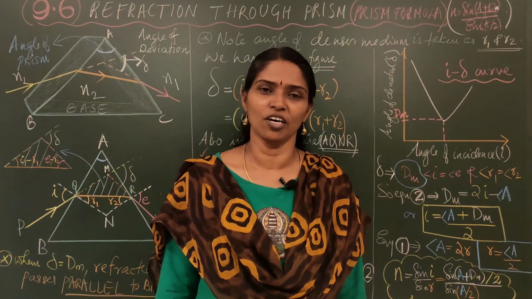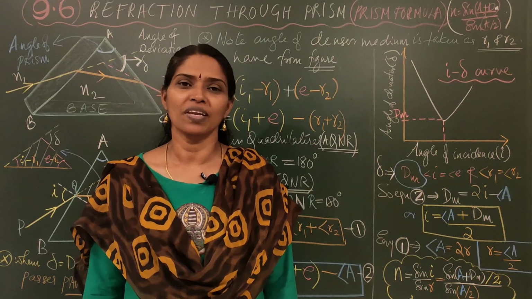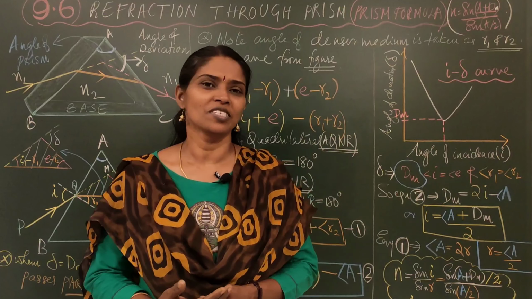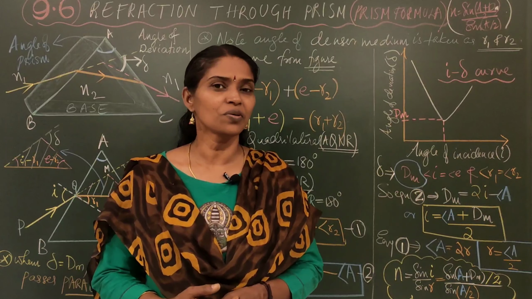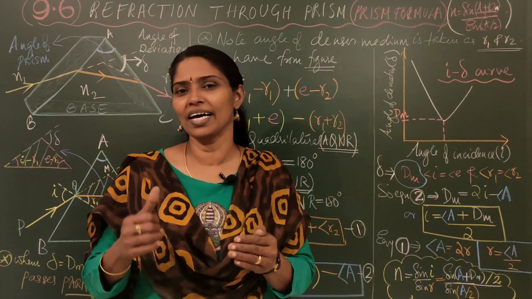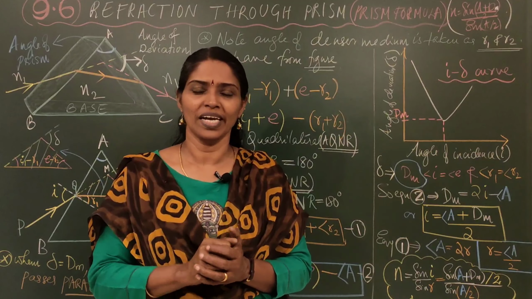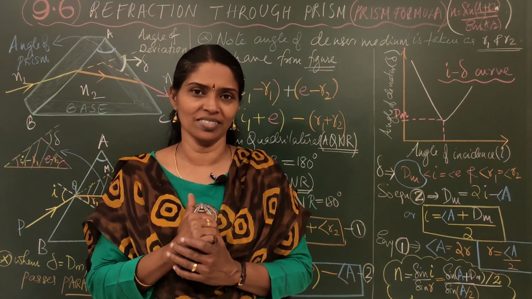Today we have a topic, refraction through a prism, of the lesson Ray Optics, section 9.6. Now prism is a term which is familiar to you, and we are going to discuss how a light ray enters a prism and leaves the prism, and what happens in between, entering and emerging.